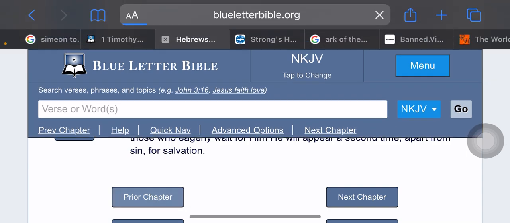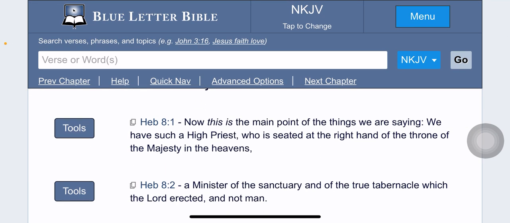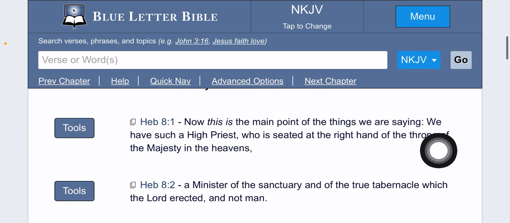Now, I would like to touch on the previous chapter a little bit, where we're getting the understanding that all these things that were done in the past, in the times of Moses, were actually done to show us the ordinances in heaven, and that the Ark of the Covenant represents Yahawashi himself. Yahawashi is the Ark of the Covenant. It represents him. Okay, now let's read from here a little bit. Now, this is the main point of the things we are saying.